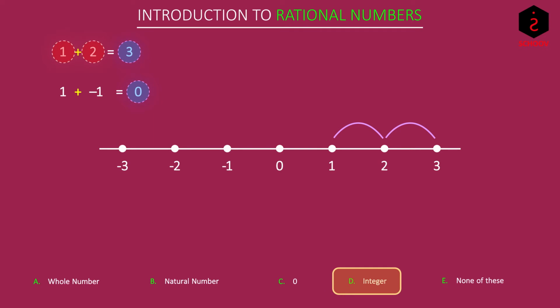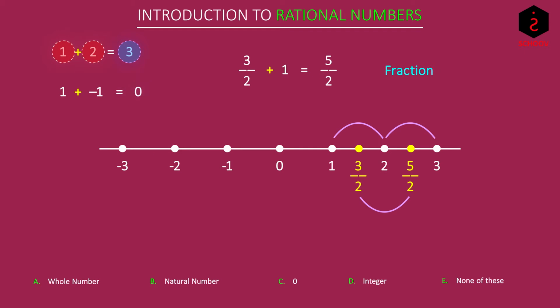Will we get an integer? Yes, 3 and 0 are both integers, but will we always get an integer? No. Add 3 by 2 and 1. One jump and you will get 5 by 2 as the answer. So you have got a fraction. You can also get minus 5 by 2 as answer, a negative fraction, or a negative rational number. Which number should we add to 3 by 2 to get minus 5 by 2 as an answer? I'll leave that as an exercise for you.